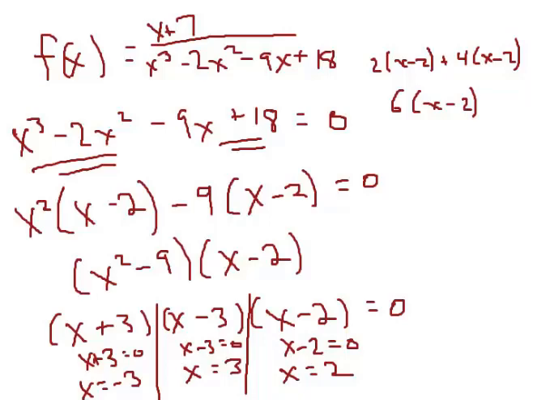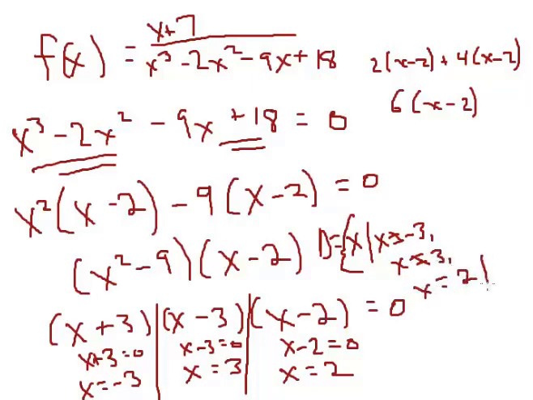So now what's the domain here? Any of these values, negative 3, positive 3, and positive 2, are going to get you 0 on the bottom. So what's the domain? Well, the domain is x. Again, let's do the squiggly thing here. X, so that x is not equal to negative 3, x is not equal to positive 3, and x is not equal to 2.